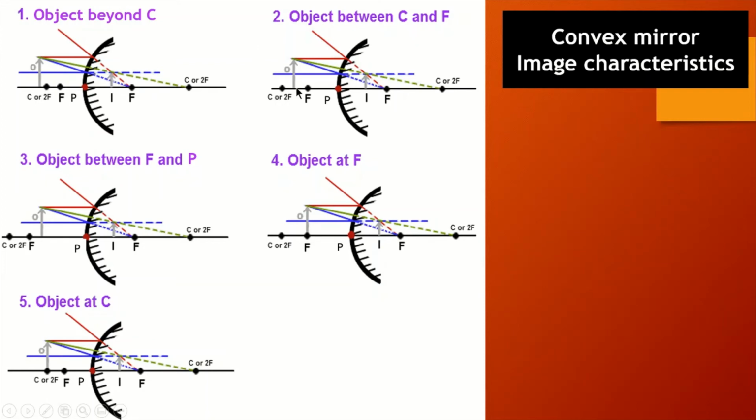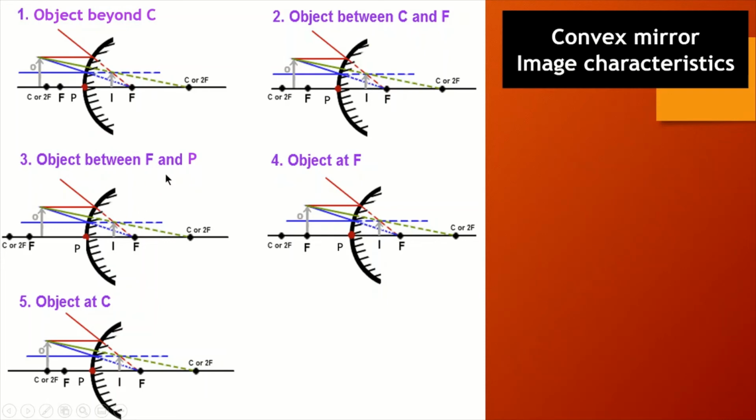What if the object is nearer to the mirror, between C and F? Look at the image. We draw the three rays the same way, and we see that the image is still behind the mirror, or inside the mirror. So it is still virtual, upright and also diminished.